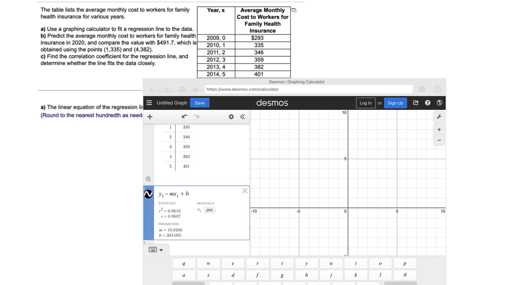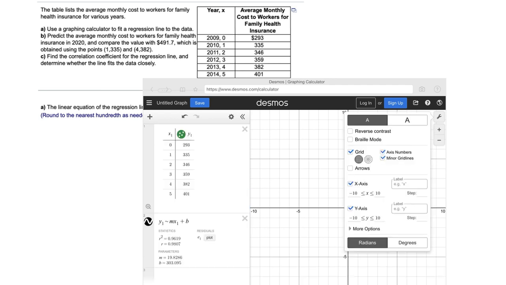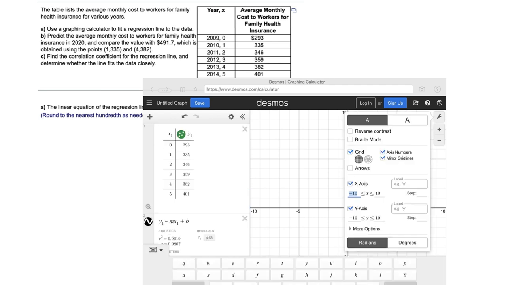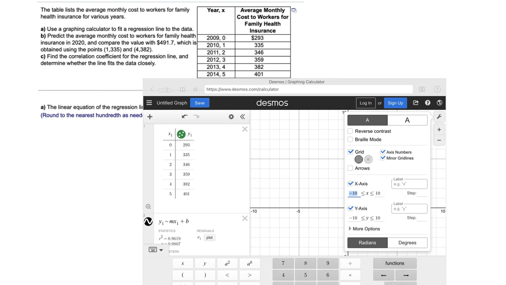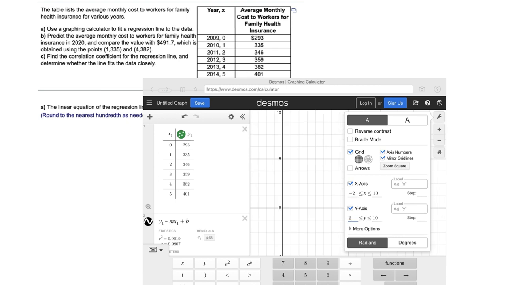This one they tell you to round it to the nearest hundredth. Oh, and I can't see the data here yet. Why don't I change my window here? So my x's go from 0 to 5. I'm going to take it and go like -2 to 10. That sounds good. Y value is 293 to 401. So why don't I start it maybe at 250 and go up to, say, 450.